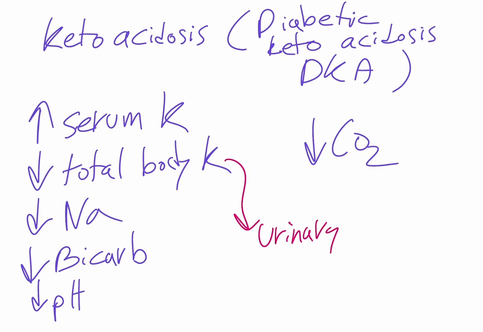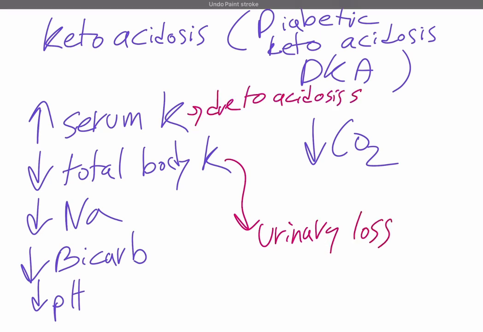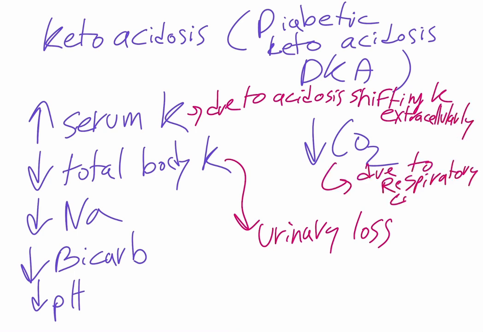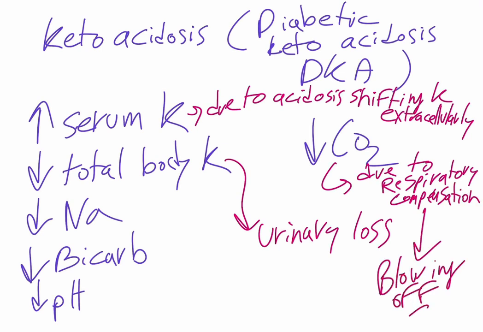And don't forget, normally insulin is what shifts and basically pushes and drives potassium into cells. Therefore, if you don't have insulin, such as in diabetes type 1, obviously you would have a high level in your serum and a decreased amount in your cells. You would have decreased serum sodium, decreased serum bicarb, decreased pH, despite decreased CO2, which would be due to the respiratory compensation, the blowing off of that CO2.